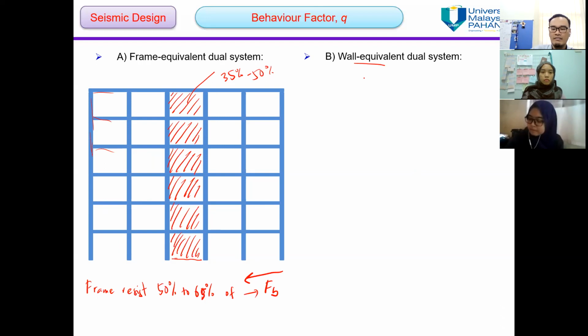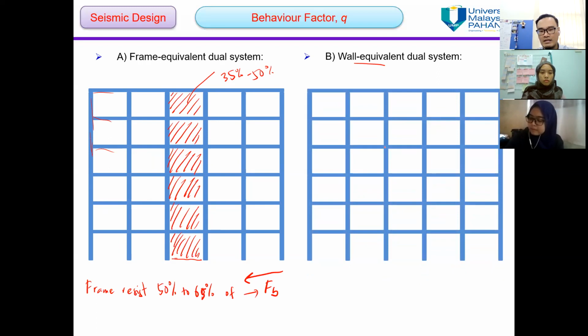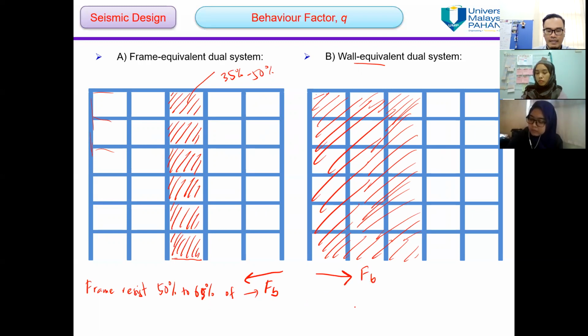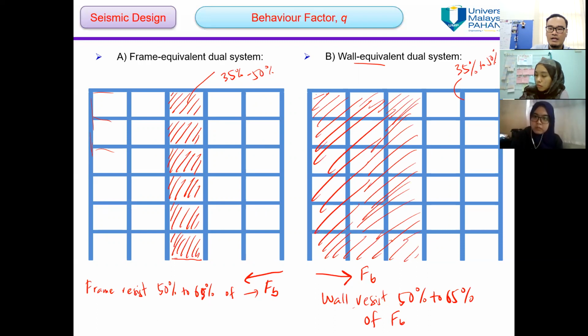How about the wall equivalent dual system? Let's say this is a frame system, and dual system means we have a very large area of shear wall here. This is a shear wall, and this is your FB. The wall, the red color, resists 50% to 65% of the base shear force. And the frame system, the column and the beam, only resist 35% to 50% of FB. This is the dual system, either frame equivalent or wall equivalent.